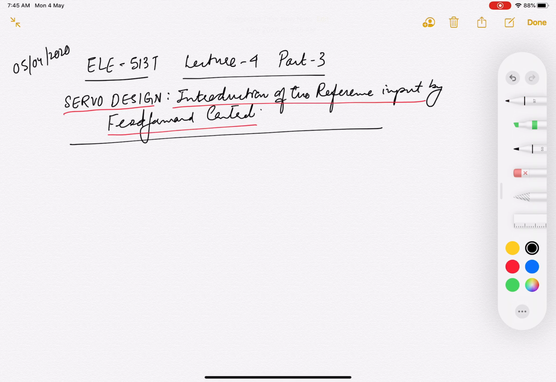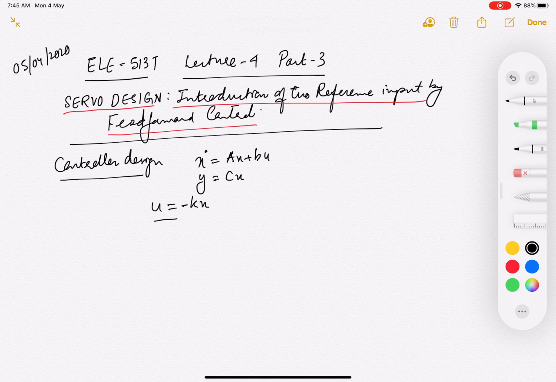Now, what we have done till now, as far as controller design is concerned, is that we took a plant that was controllable. It was given by x dot is equal to ax plus bu, y is equal to cx. And we designed a control law given by u is equal to minus kx. And when we did this, we basically placed the poles of the system, because the equation that we got for the system after we did this was x dot is equal to (a minus bk)x. So we placed the poles of a minus bk according to our choice and got the response that we wanted.